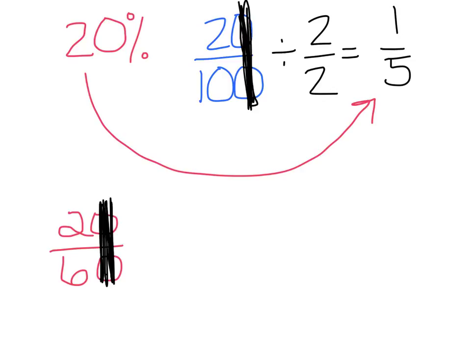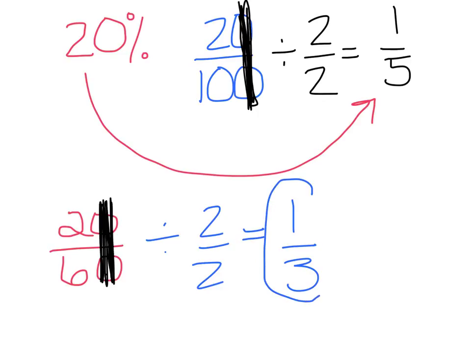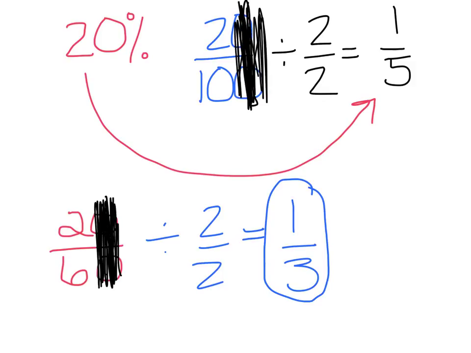Then I would say what goes into 2 and 6, which is 2. 2 divided by 2 is 1. 6 divided by 2 is 3. So 20/60ths would reduce to 1/3. Again, take out your zeros, top and bottom. Take out your zeros up here, top and bottom.